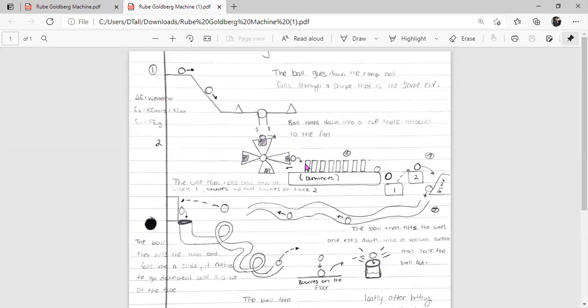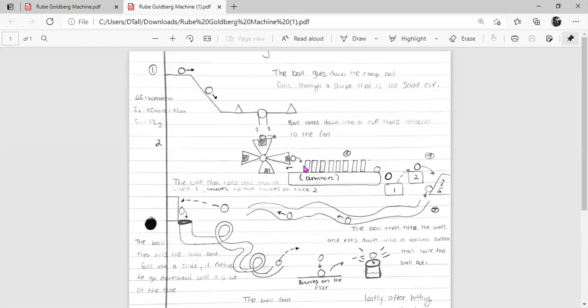As the ball rolls down and goes down the chutes into the cup on the fan, it then turns, and the ball bounces off the domino and on to wherever it goes. So this motion right here shows elastic collision, which is the conservation of momentum, which shows that the kinetic energy is being conserved, as the ball does hit the domino, it also bounces off of the domino.